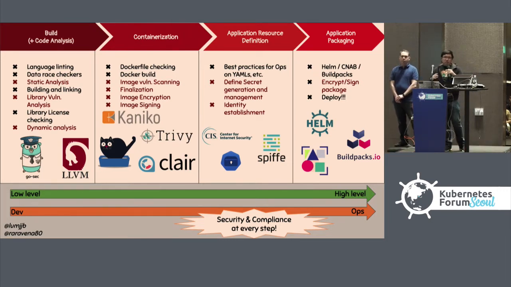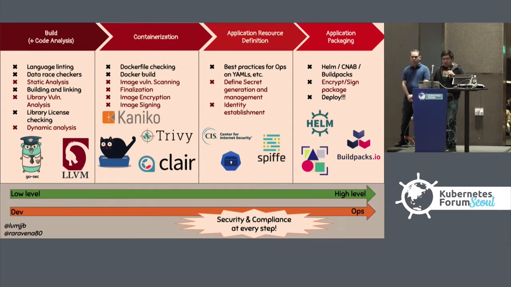You also want to define the identity of the application and also what secrets the application needs, and have the identity established at that point. And finally, the last part of it is just bundling all this up. So something like Helm, CNAB, build packs, and deploy it.